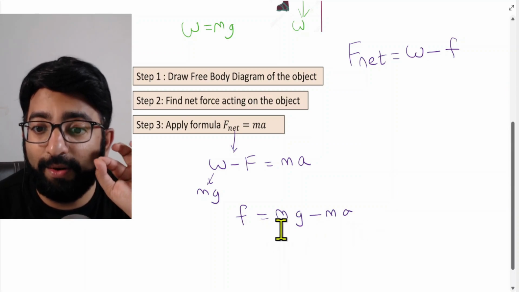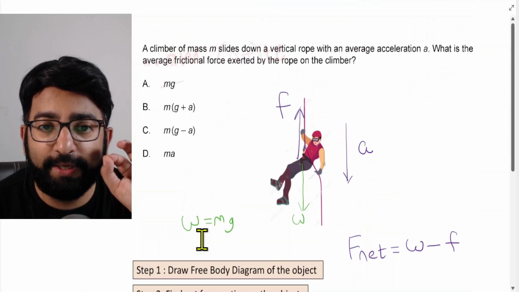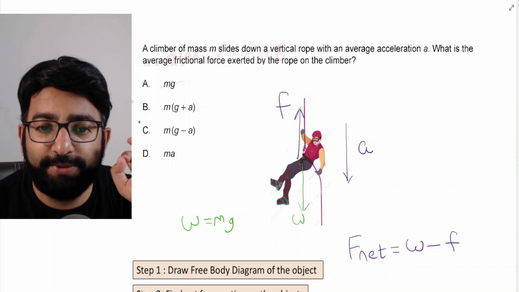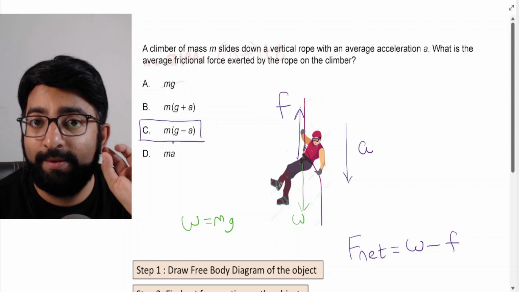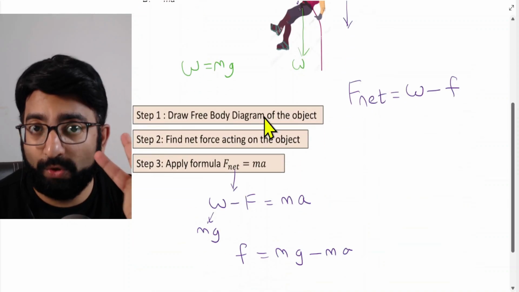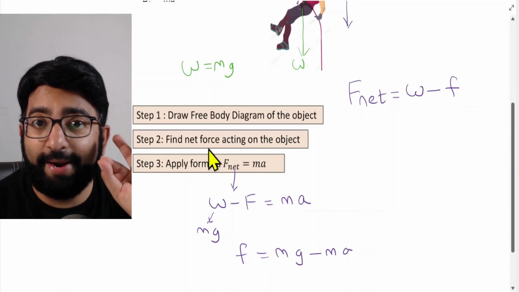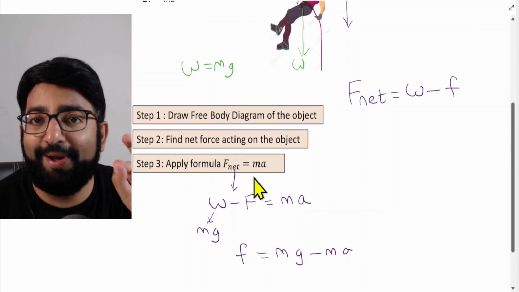Let's see, is this in any of the options? mg minus ma. Yes, it's in option C. And that is how we solve questions of this type. The steps are three: draw the forces. Step two, identify the net force, and then apply the formula.